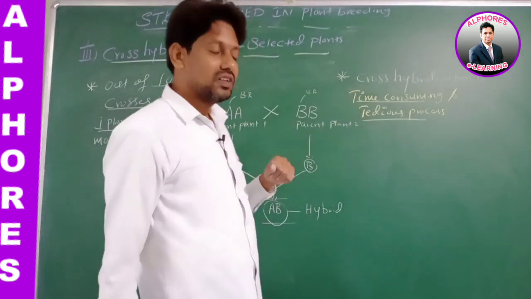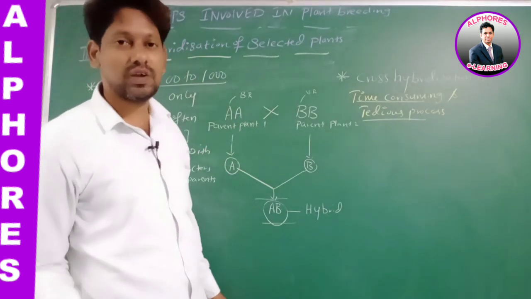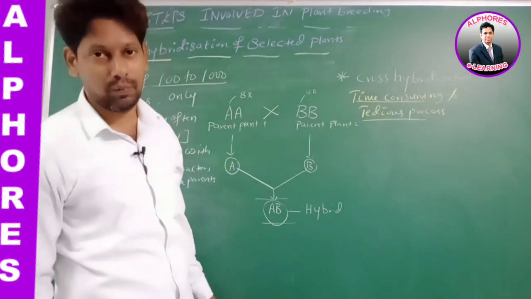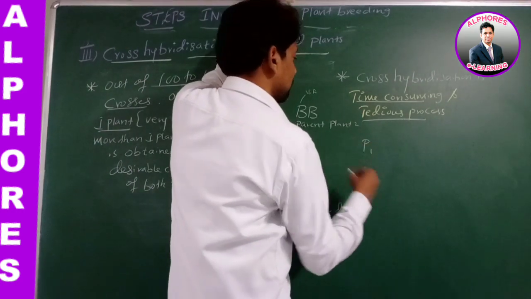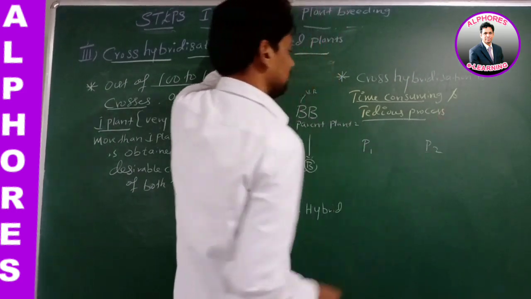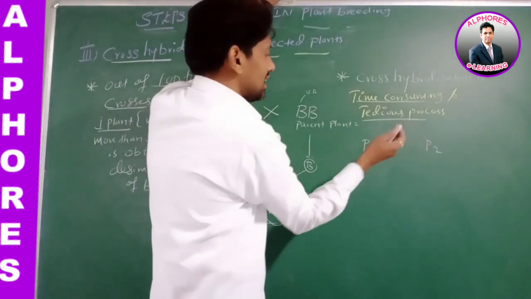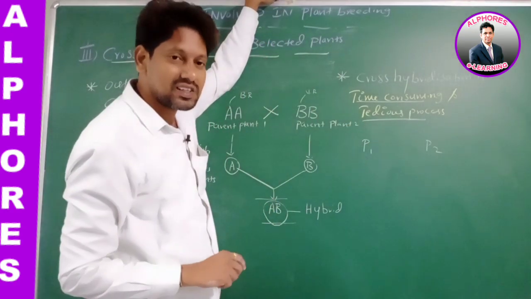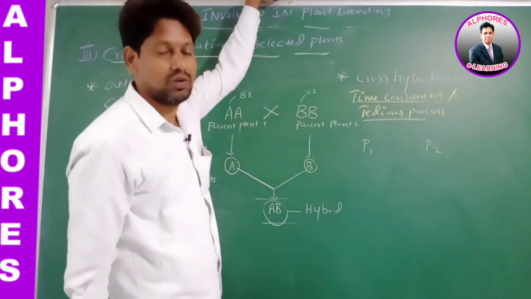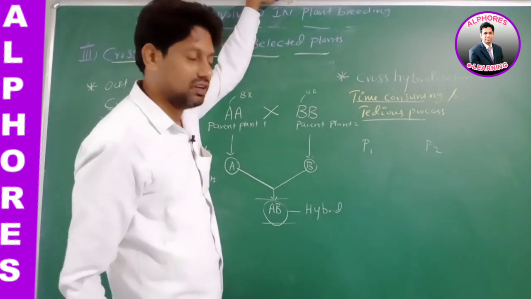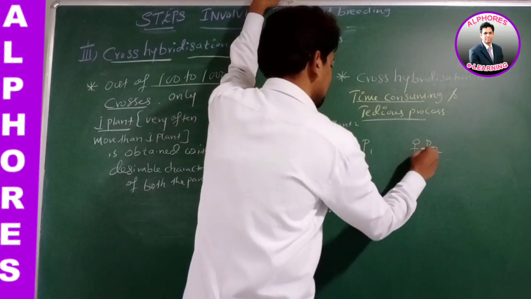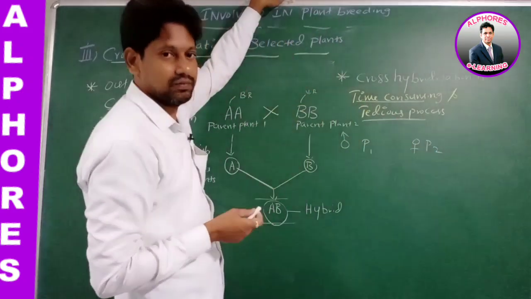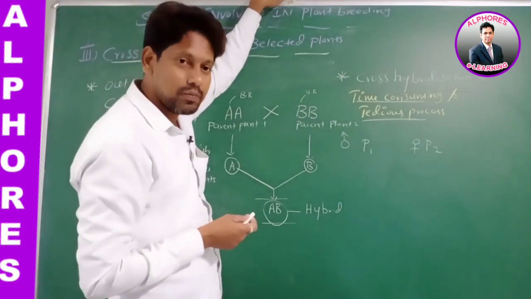In hybridization, first we have to select the parent plants. Yes or no? For example, this is one plant, this is another plant. We selected these plants as parent plants. What is the second step, sir? Emasculation. For example, this is the male parent, this is the female parent.